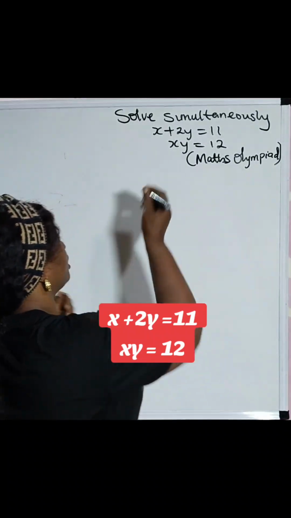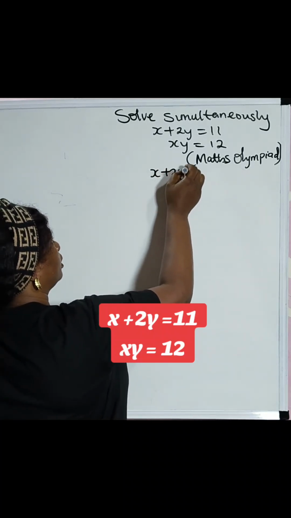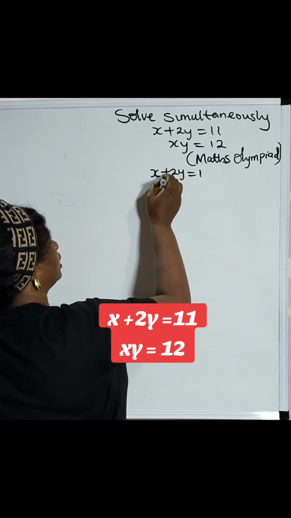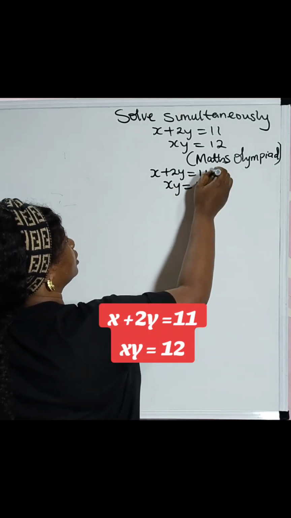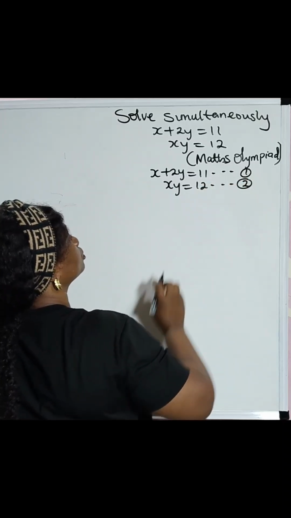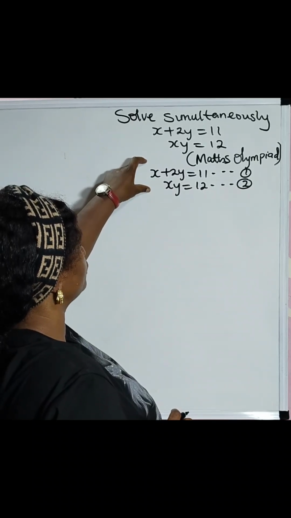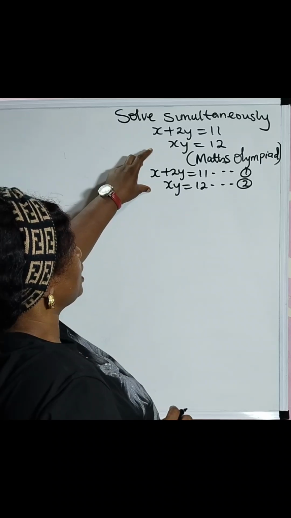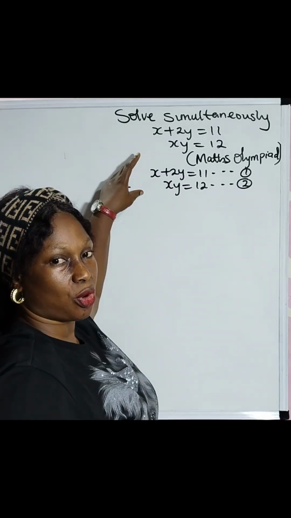Okay, let's solve this equation. Now, bring down the equation first. x plus 2y equal to 11, xy equal to 12. Now let's call this equation 1 and this equation 2. Remember, for us to solve this simultaneous equation, let me use substitution method because elimination method will not work.